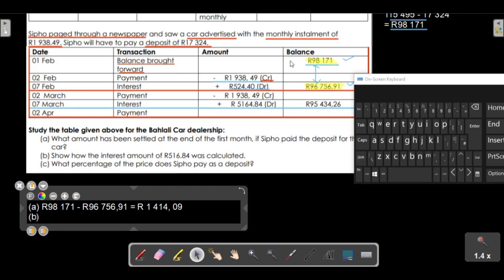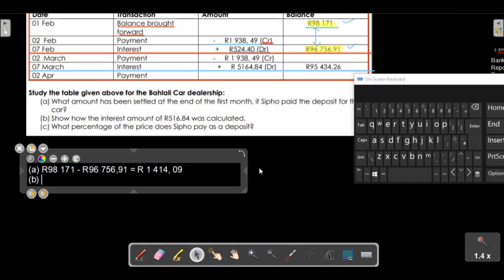So you basically just look at these values, look at where he started, or you can just take this 98,171, subtract this 1,938.49, and add that 524.40, and of course you will get that amount, which is the 96,756, the closing amount, and then you subtract these two there. If that is confusing, then do what I've told you.